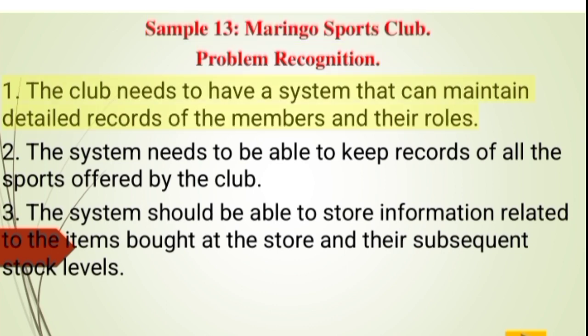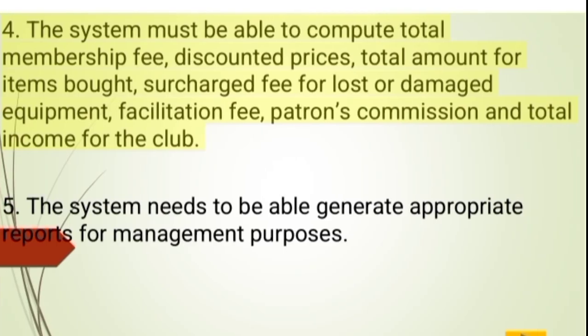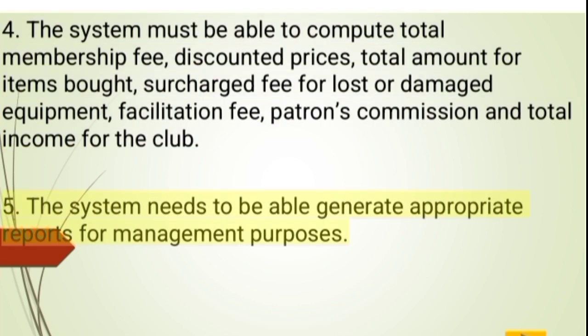Problem recognition. 1. The club needs to have a system that can maintain detailed records of the members and their roles. 2. The system needs to be able to keep records of all the sports offered by the club. 3. The system should be able to store information related to the items bought at the store and their subsequent stock levels. 4. The system must be able to compute total membership fee, discounted prices, total amount for items bought, surcharged fee for lost or damaged equipment, facilitation fee, patron's commission and total income for the club. 5. The system needs to be able to generate appropriate reports for management purposes.